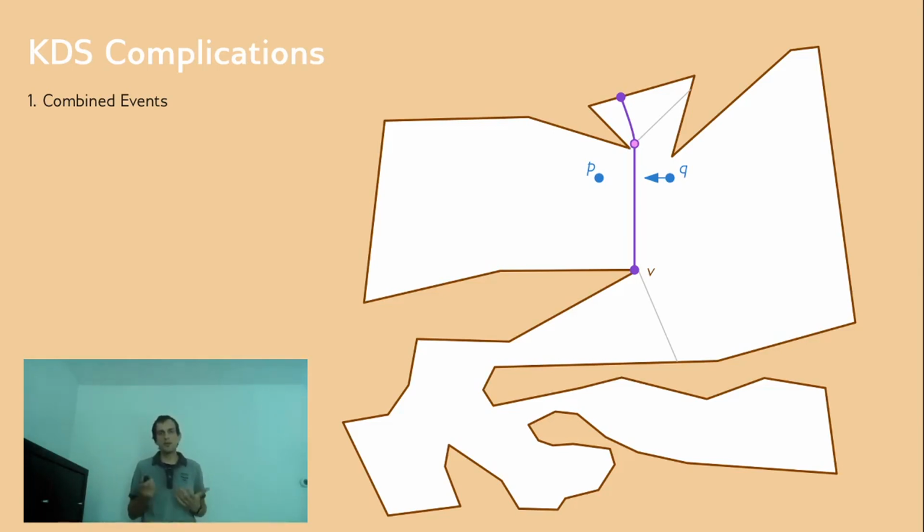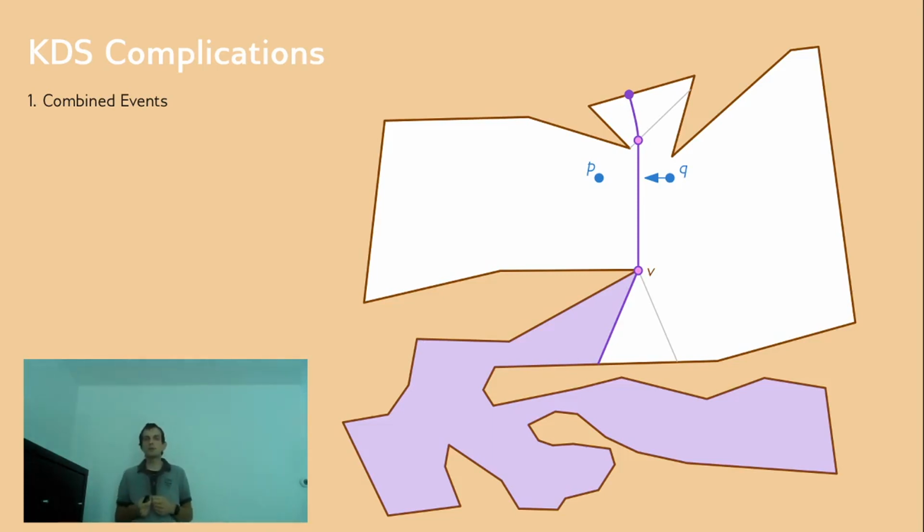Okay, so if we go back to the time when this polygon vertex V is equidistant to P and Q, then it turns out that this entire pink region becomes part of the bisector. For any point in this region, the shortest path to P and the shortest path to Q both go to V and then to P and Q, so all of these points are equidistant to P and Q.